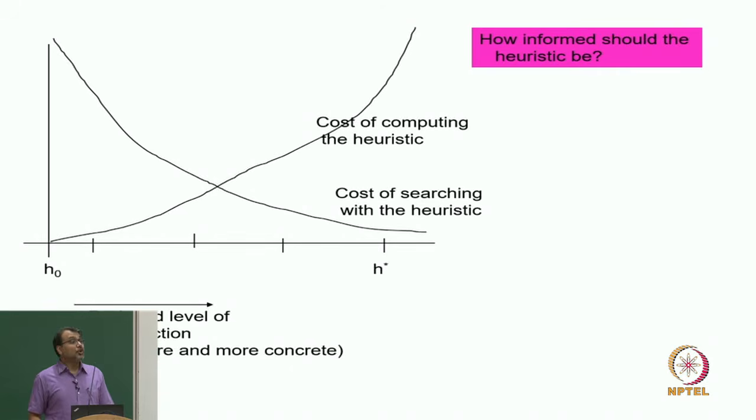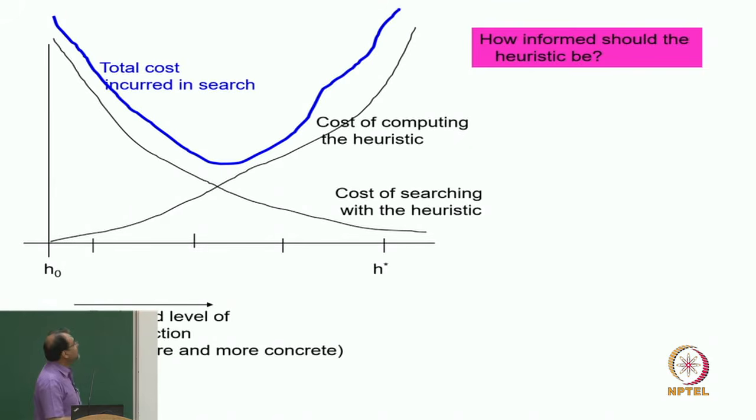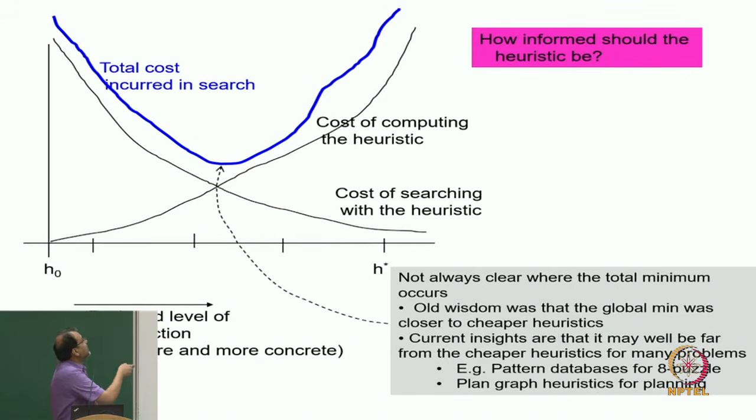And in fact, the total cost that you will finally incur is going to be something like this. This will be the total cost, because in total cost you also have to do heuristic computation, plus you also have to do search. And so it feels like the right amount of heuristic computation is something like this. Of course, this graph is never given to you.